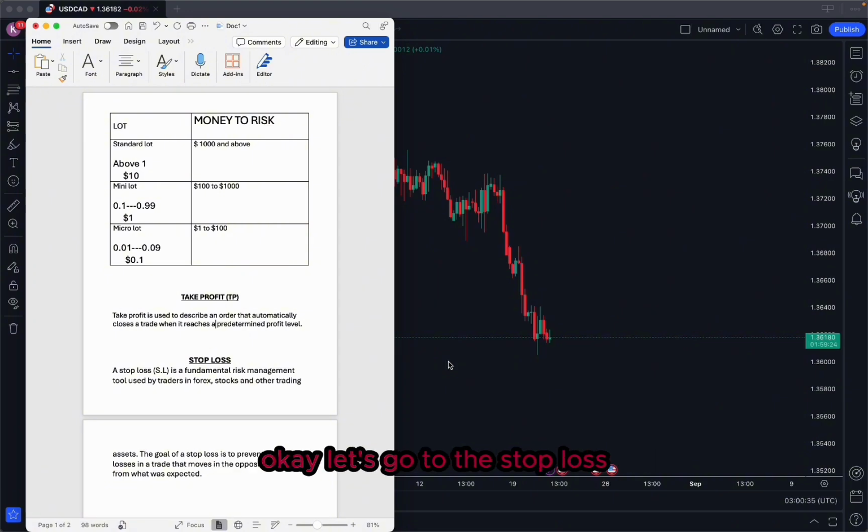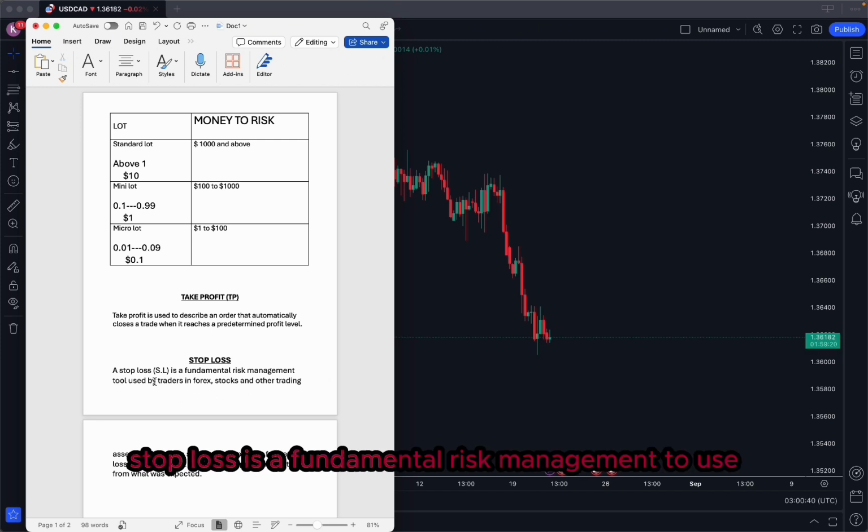Okay, let's go to the stop loss. A stop loss is a fundamental risk management tool used by traders in forex, stocks, and other trading assets. The goal of a stop loss is to prevent further losses in a trade that moves in the opposite direction from what was expected. So the stop loss is always to prevent excess loss, or when the trade goes against you, your stop loss is going to help you to manage your account.